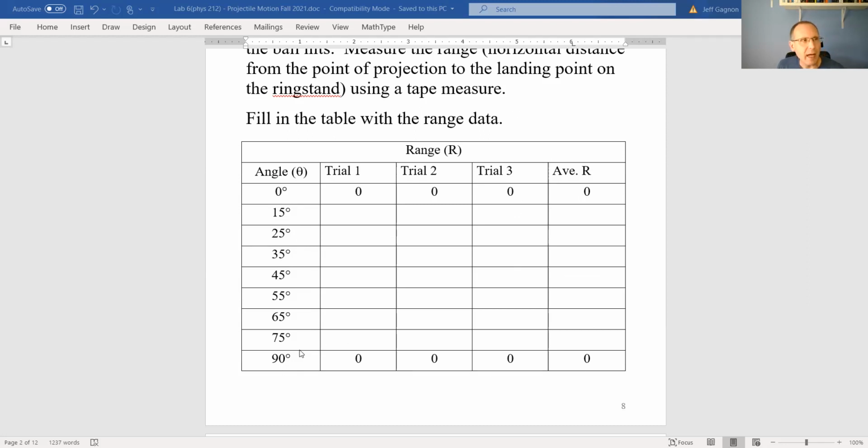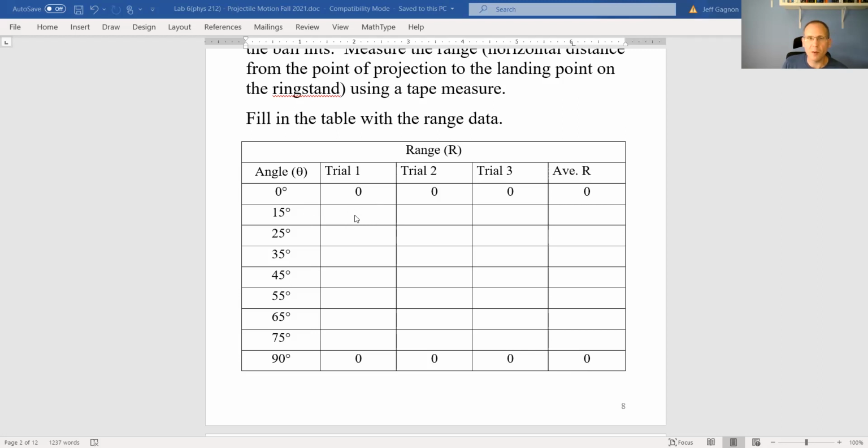I have a landing platform that's at the same height as the gun itself, the edge of the gun. So therefore, when the ball hits the landing platform and I have a piece of carbon paper with a piece of white paper, so it leaves a mark, I can measure the distance with a tape measure from the edge of the gun to where it leaves the mark, and that's going to be the range.